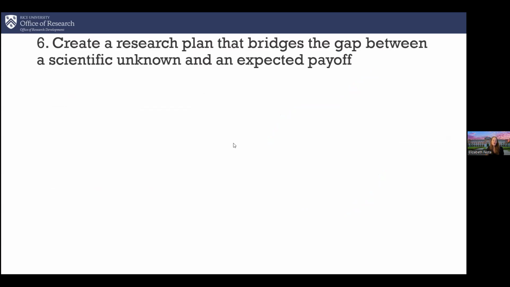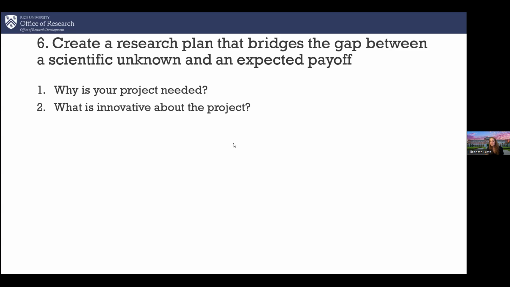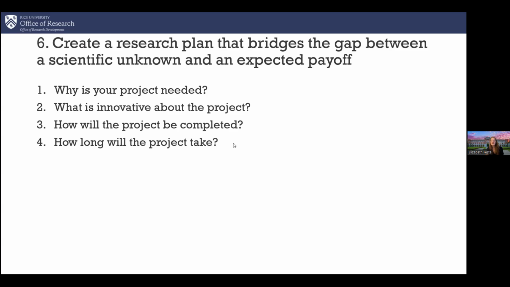You definitely want to highlight the payoff of your research plan. Why is your project needed? What's innovative about it? How is it going to get done? How long is it going to take? What are the payoffs? And I encourage you to ask yourself a big overarching question. What will happen if you aren't funded? Or rather, what won't happen if you aren't funded? Why is this project necessary? What is it going to bring to the world that otherwise wouldn't be there if you didn't do it? And also, what's going to be brought to the world by you becoming an independent researcher that would otherwise not be brought to the world if you didn't do so. So keep that in mind as you're writing.